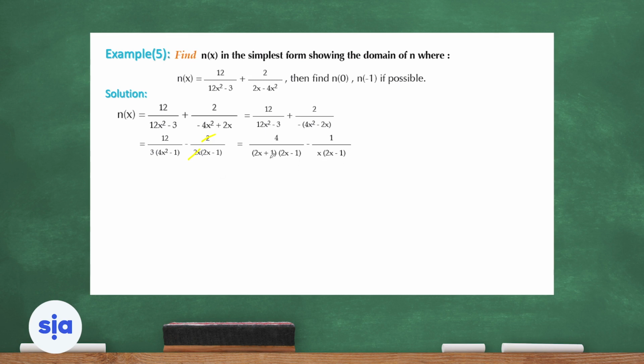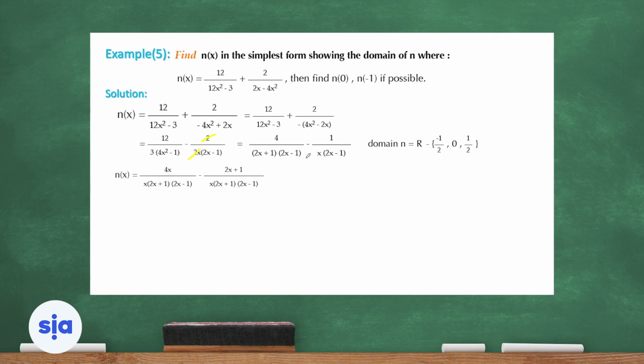Now check for the denominators. So we'll multiply this whole fraction by x up and down, and we'll multiply this whole fraction by 2x plus 1 up and down. Okay, but before we do this, let's check for the domain. Don't forget the domain. The domain is all real numbers except negative 1 over 2, positive 1 over 2, and 0.